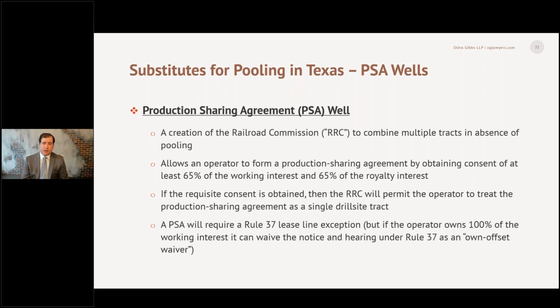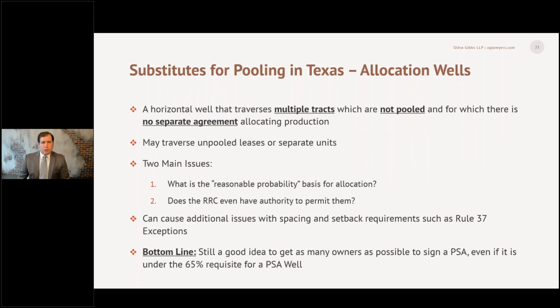But it's important to remember here, if the operator owns 100% of the working interest, then they would be the parties that are at notice for this lease line exception, and they can essentially just waive the notice and the hearing as their own offset waiver. If you do not own 100% though, again, it's important to remember that the other working interest parties forming that production sharing agreement with you are going to need to approve of a Rule 37 lease line exception.